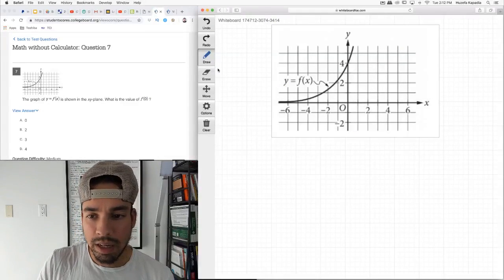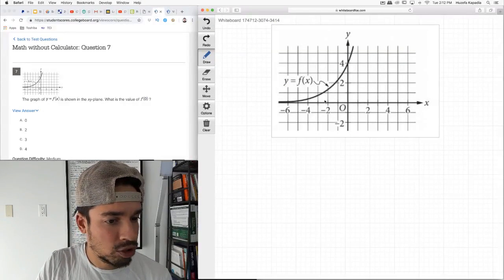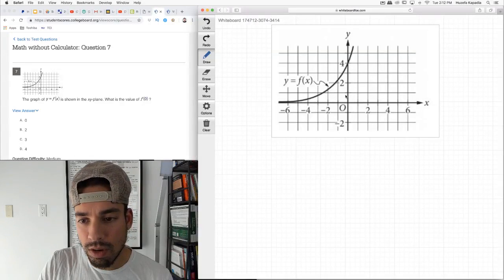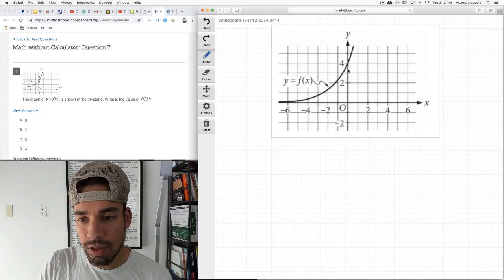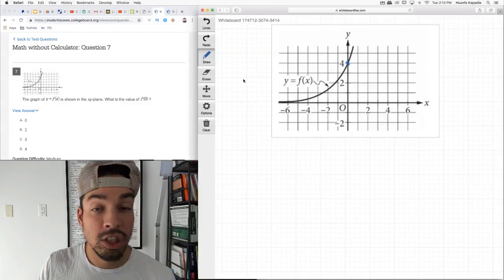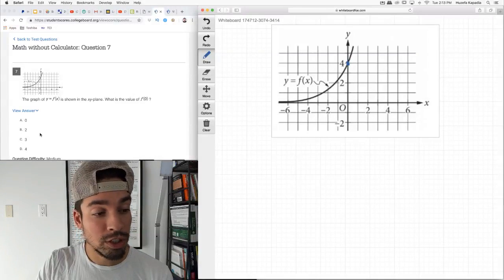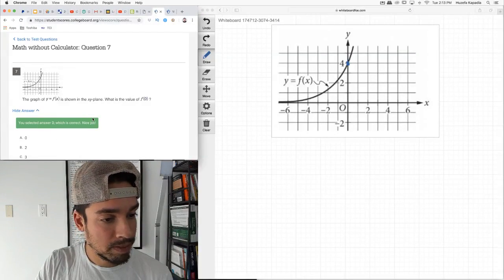All right, the graph of y equals f of x is shown on the plane. What is the value of f of 0? F of 0 means where x equals 0, which is here, right? This is where x equals 0. And where's that function? It's right there. It's 4. This is just about reading a graph. That's all this question is asking, so it should be D. And that's it.